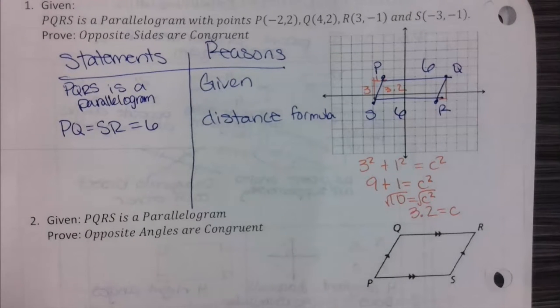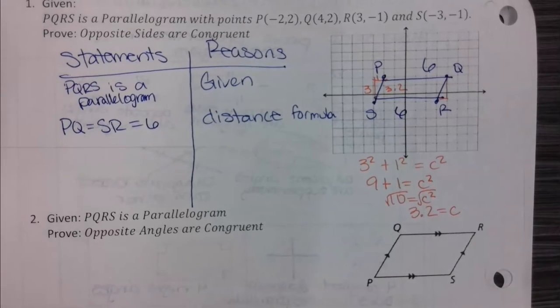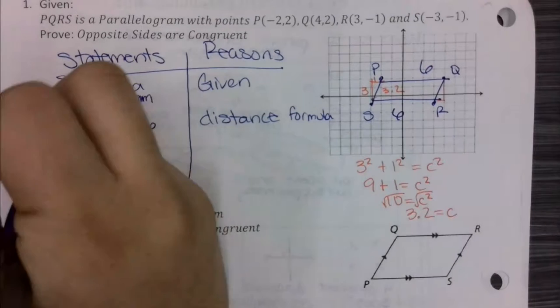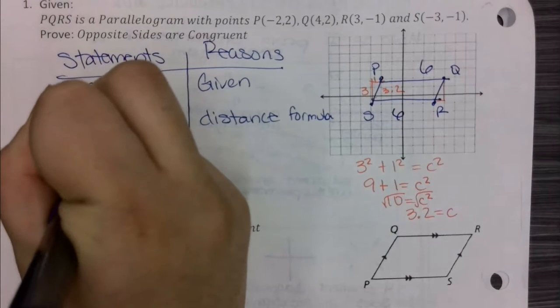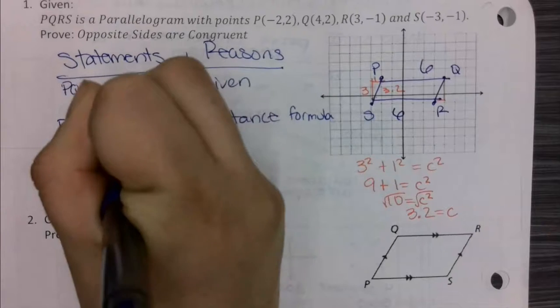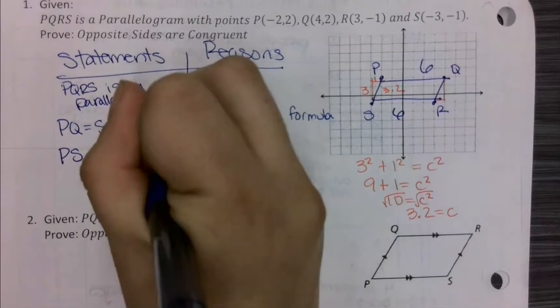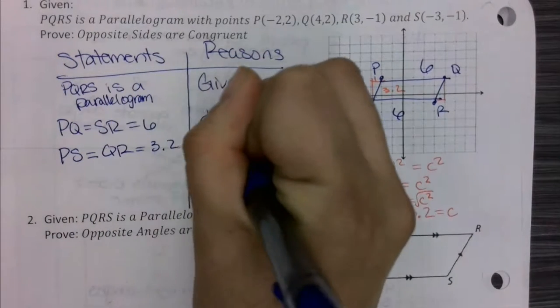I don't have to find the slope. I could have used the distance formula, like the actual distance formula. But since I had it on the graph, it was easy enough to count. Okay, then I can say PS equals QR, which equals 3.2 by the distance formula.